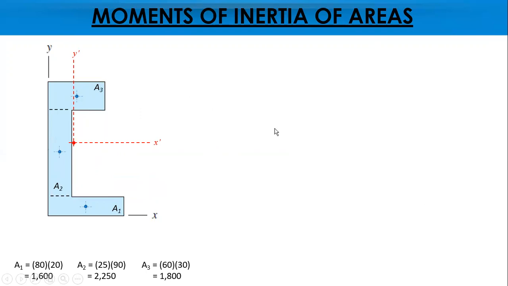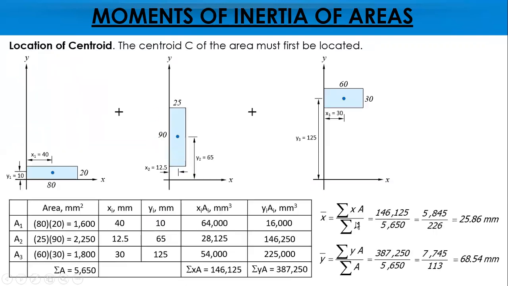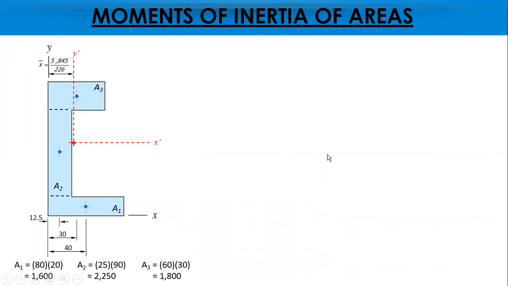So for IY bar, this one is 40. This is 80, so 1/2 is 40. This one is 12.5, 1/2 is 25. And this one is 30, that's 60. So 30. And this one is our X bar, 5845. Recall this, this is the X bar: 5,845 over 226.